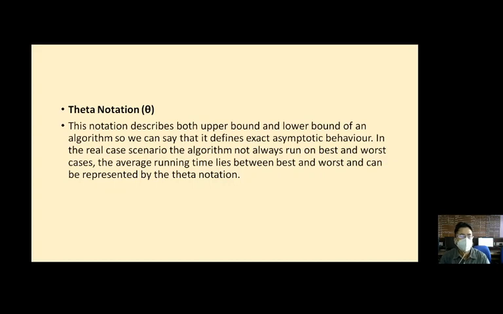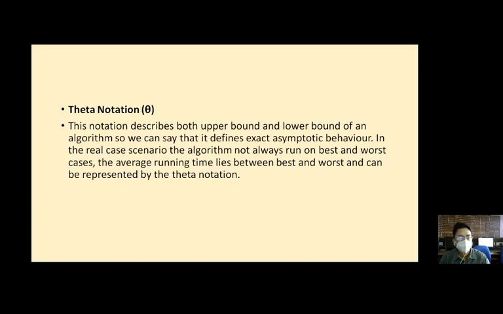The next and the last is the theta notation. This notation describes both the upper bound and the lower bound of an algorithm. So we can say that it defines the exact asymptotic behavior, and it is the most appropriate complexity of an algorithm in terms of practical situations, in the general or average situation. In real scenarios, the algorithm does not always run in the best or the worst case. The average running time lies between the best case and the worst case and is represented by the theta notation.